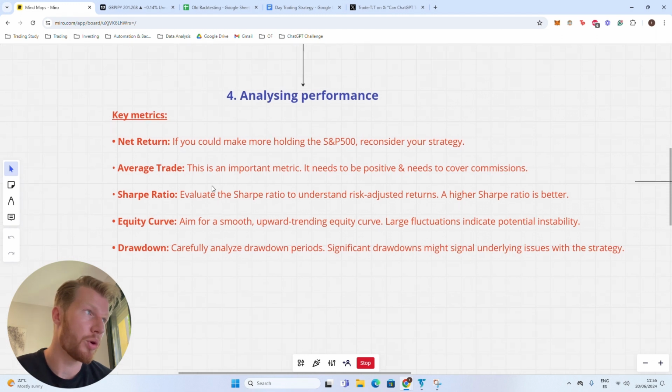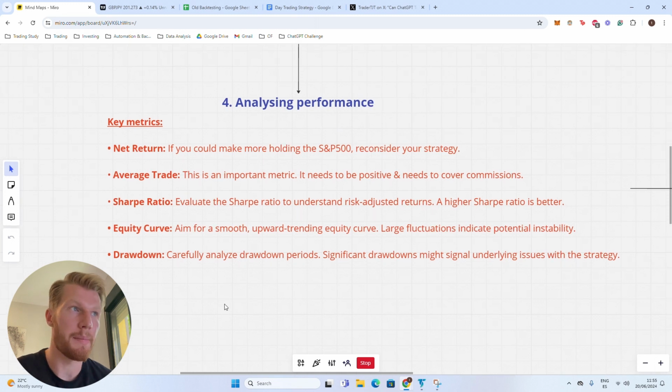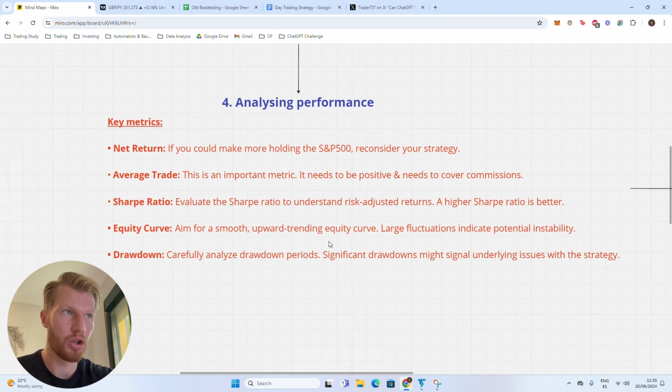Average trade is an important metric. So the average trade basically means how much is it making per trade, right? And again, obviously this needs to be a positive number. Then you've got the Sharpe ratio, which is basically a risk-adjusted returns ratio. I'm not going to go in-depth on each one, but you can look up these key metrics and analyze them yourself. Then you want the equity curve.